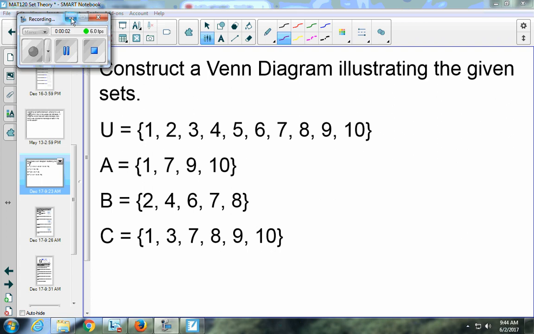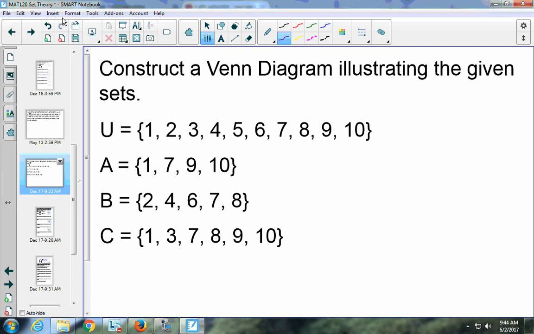This video is to review how to construct a Venn diagram of three sets when you're given the elements of a set. In this example, our universal set are the integers from 1 through 10, and A, B, and C have different elements in them.